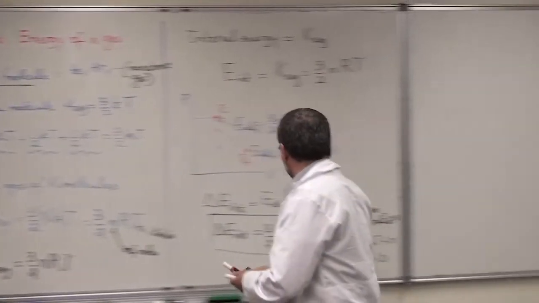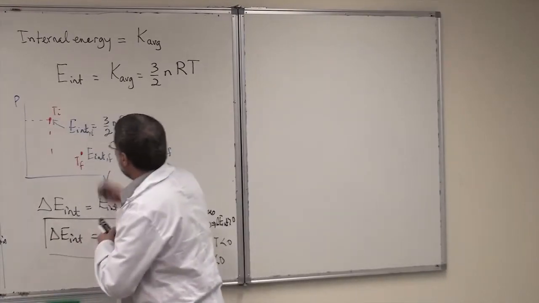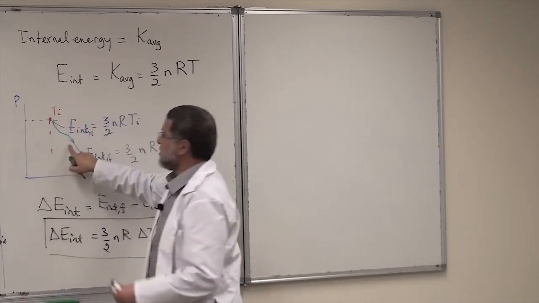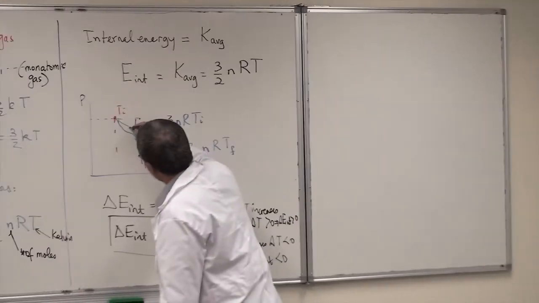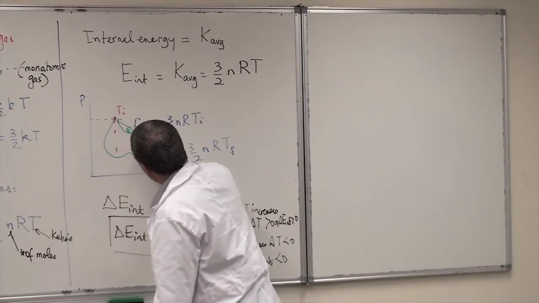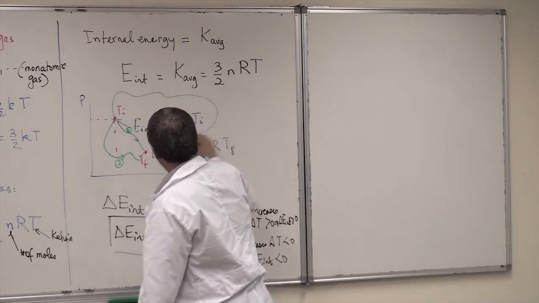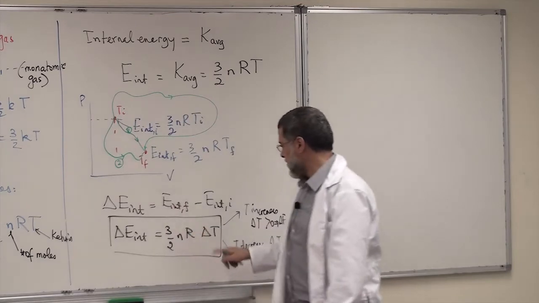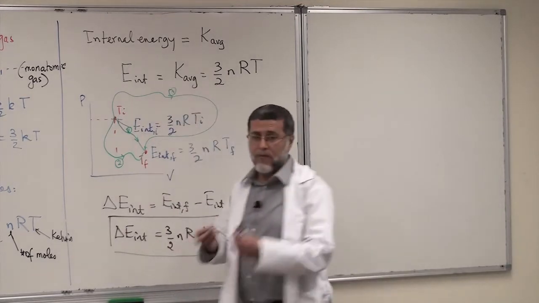One other important feature I want to discuss now is as you go from this point to this point through this process, this is an expansion, by the way. As you can see, the volume has increased. You can go through this process number 1, or you can go through this process number 2, or you can go through this process here, all the way to here, number 3. As long as T initial and T final are the same, you notice that delta E internal is the same for all 3 processes.